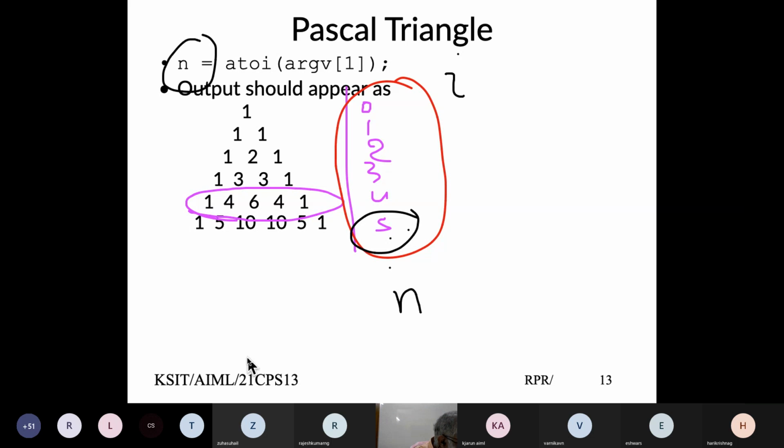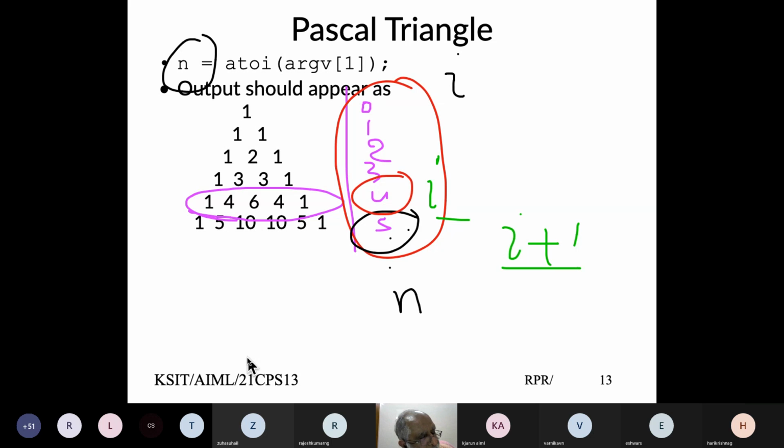Now I am at a certain value. Let's say I'm at a certain value of i here. If I'm at a certain value of i, how many values do I need to print? I plus 1. How many? I plus 1. Repeat, please. I plus 1, precisely. So if I am at line number i, I need to print i plus 1 values.